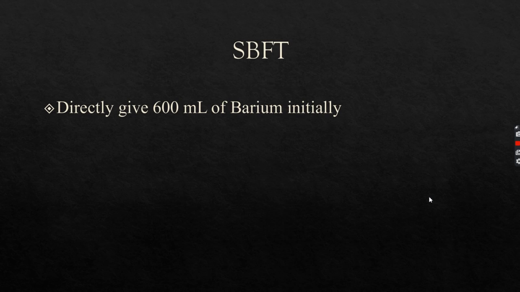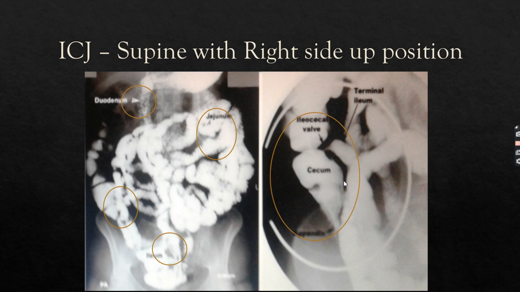How is this SBFT different from barium meal follow through? In barium meal follow through, we were giving around 400 ml of barium, but in a small bowel follow through, we directly give 600 ml of barium initially. That is how it is different from BMFT. This barium goes directly inside the small bowel. We are not observing or recording the initial part of the film. You directly give 600 ml of barium in SBFT.